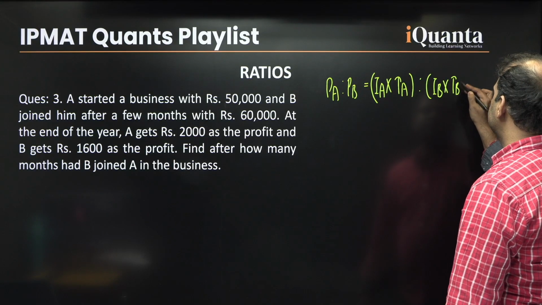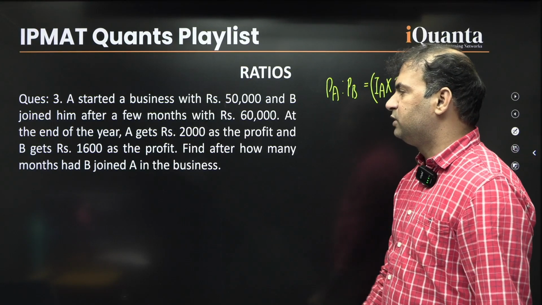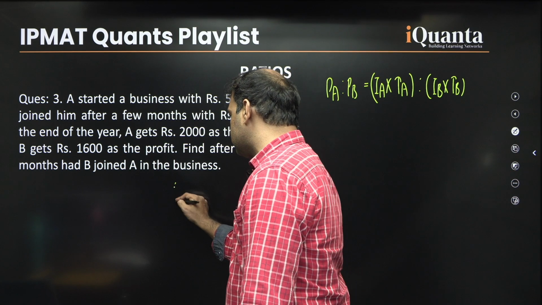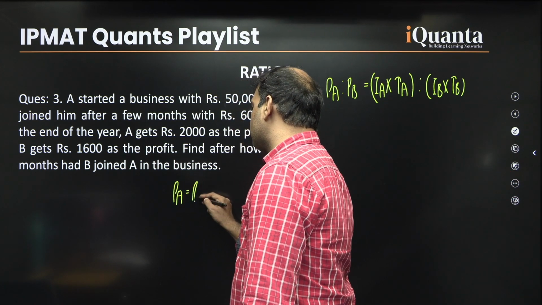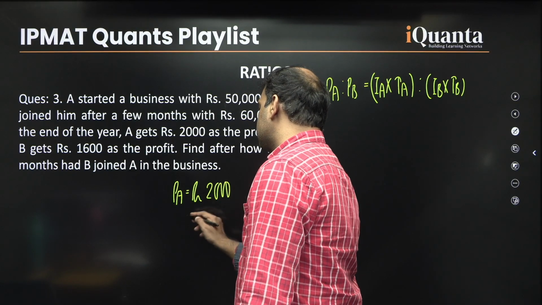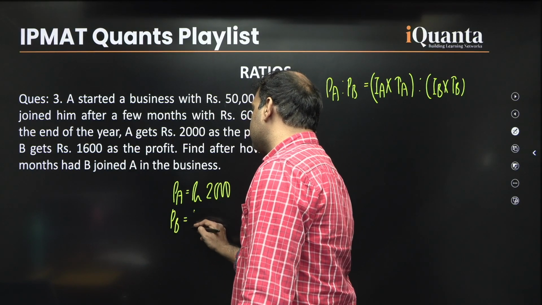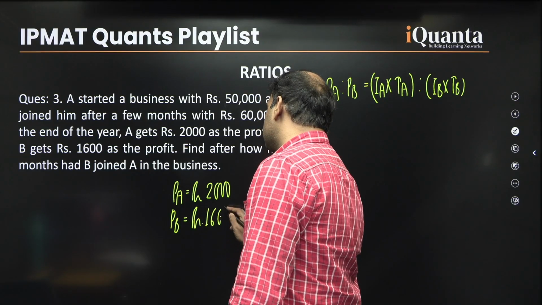Okay guys, see, the profit which they are making in the end is how much? Mr. A makes a profit of 2,000, alright, and Mr. B makes a profit of 1,600. By this, we can find out the ratio of their profits for sure. Okay guys, what should be the ratio of the profits?